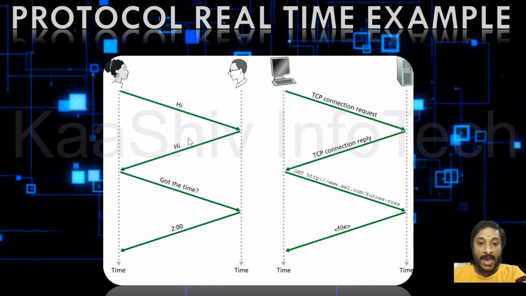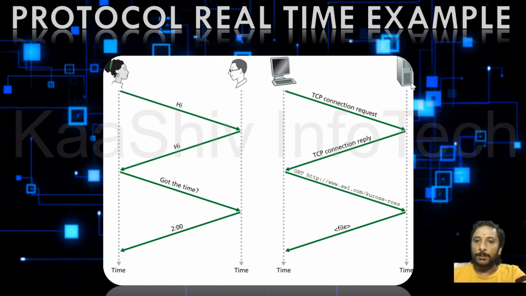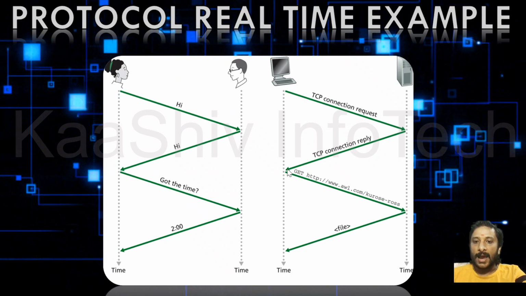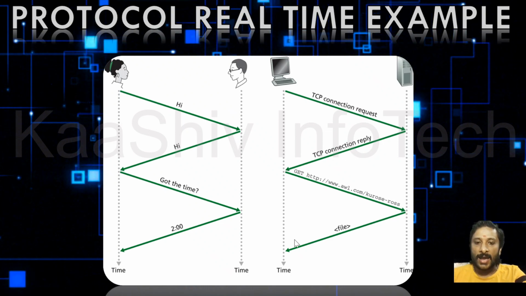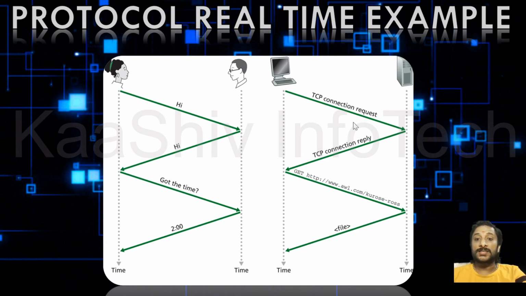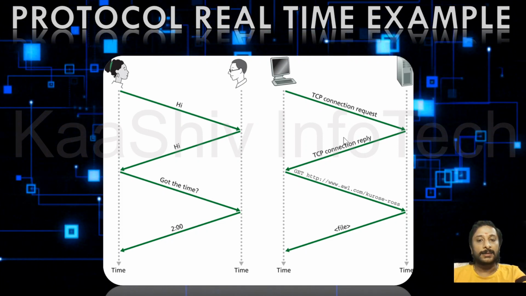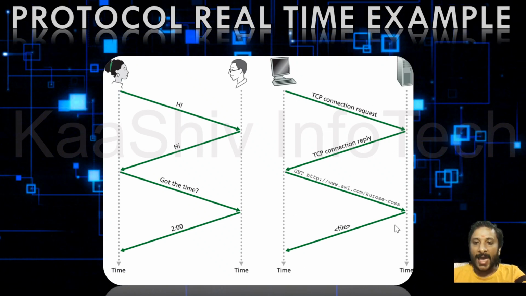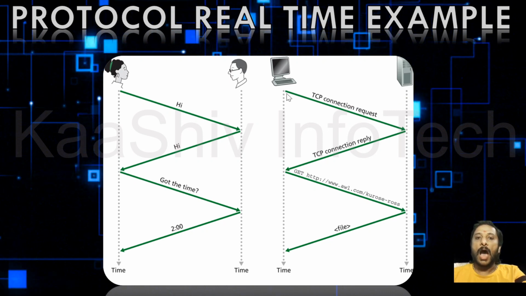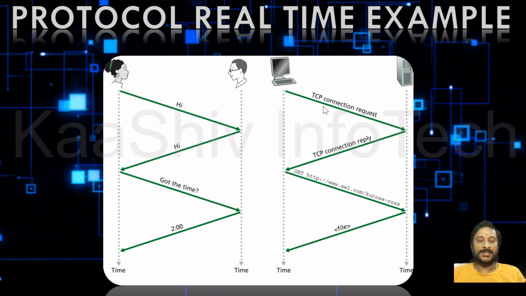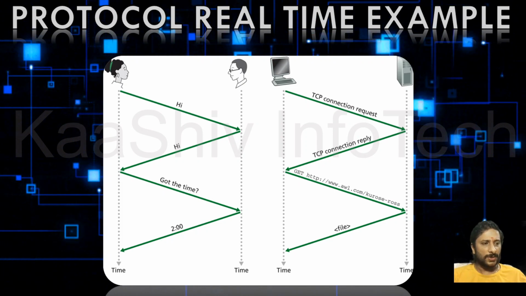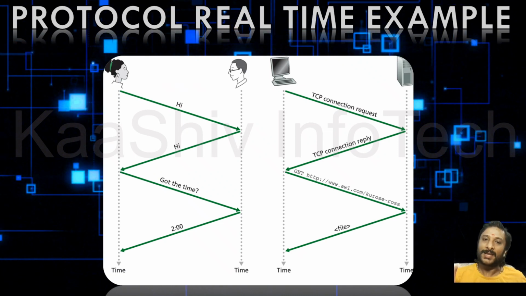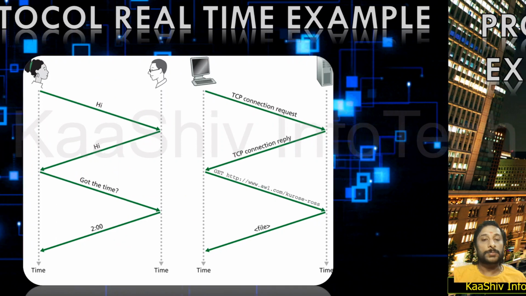The same thing is happening here. There are two computers, a TCP connection request is made and a TCP connection reply is sent, and this one sends the website details and that one accesses the website. This is how the communication is happening. This kind of communication is called a protocol. The first thing: if two computers want to talk, one sends a TCP request and the other replies. This is a formality. That is called a protocol.